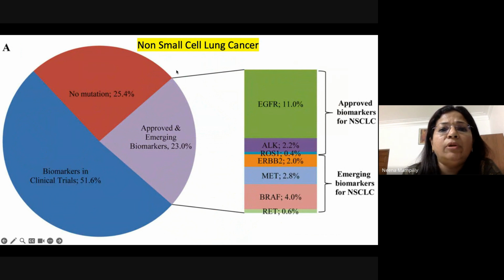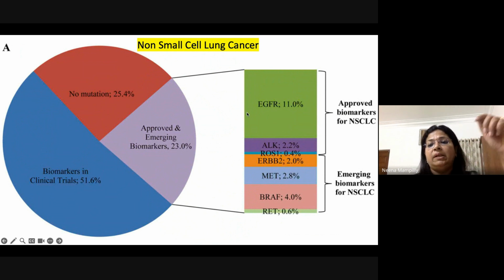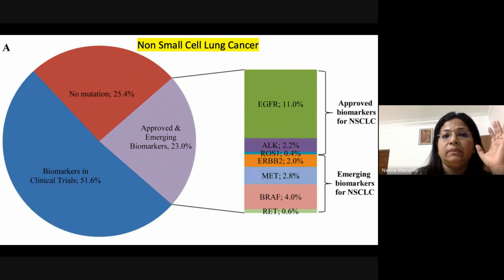And in non-small cell lung cancer, you have 25% of them, there are no mutations. 51% of them, you have biomarkers in clinical trials, and 23% of them have got approved and emerging biomarkers. So, for example, in every diagnosed case of non-small cell lung cancer, they have to send for EGFR, ALK, ROS, BRAF. So, this has to be done in all diagnosed cases of non-small cell lung cancer.